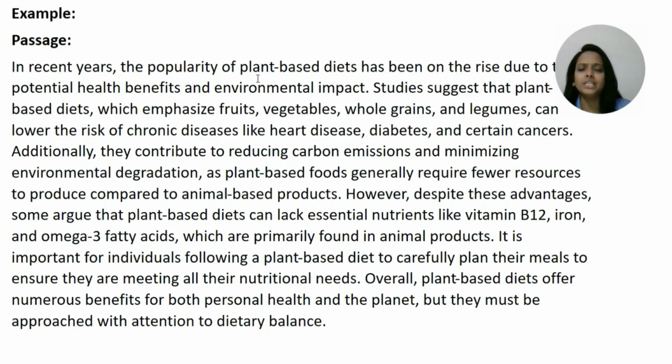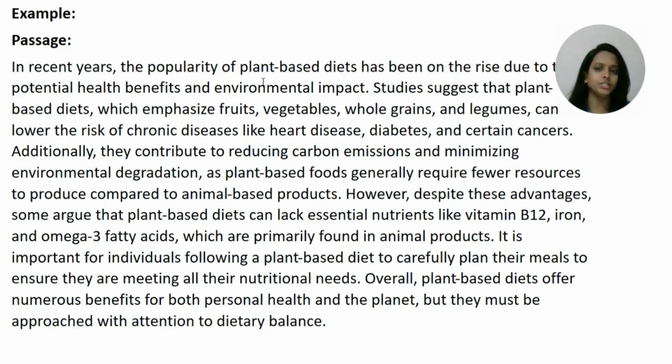Now, you can make a mental or written note of the sub ideas that contribute to the main idea. In this example passage, key sub-ideas might be the health benefits like reducing the disease risk and environmental impact like lowering carbon emissions, isn't it?